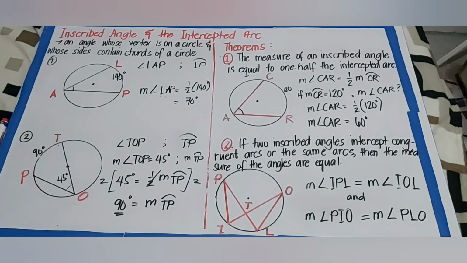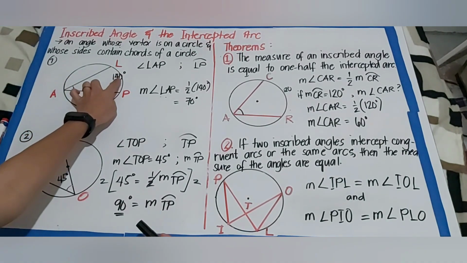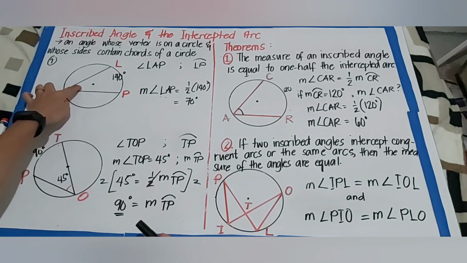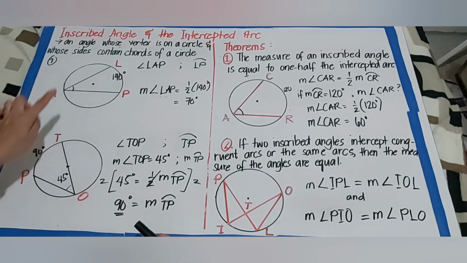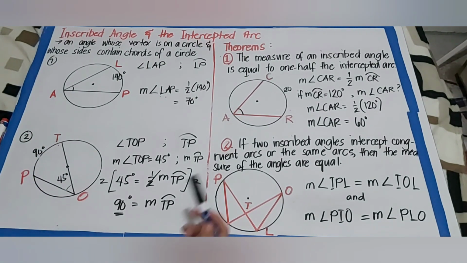So, parang ano lang yan, divide by 2 or multiplied by 2. Kapag given ang arc, hinahanap ang angle, we divide it by 2 to get the angle. Pag given ang angle, hinahanap ang arc, we multiply it by 2 to find the arc. Okay, let's move on to theorem number 2.